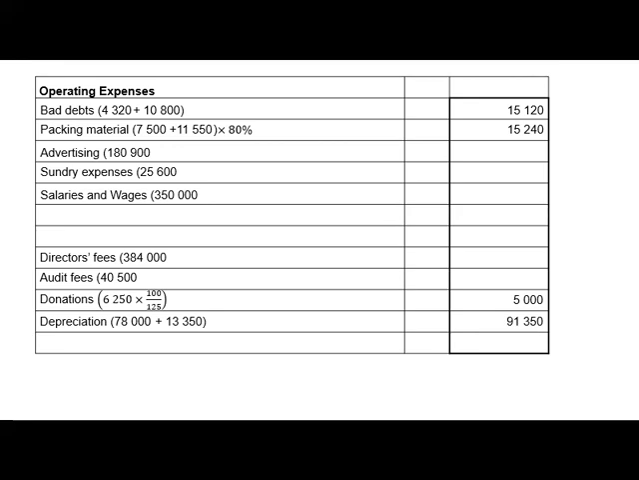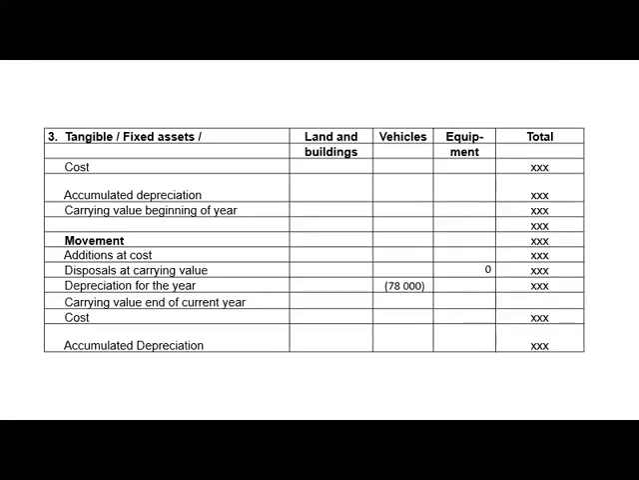Then I'm going to take that 13,350 and add it as my depreciation in note number 3, but it will be under equipment in this case. So I will add it under equipment as 13,350. Again, done. Easy, right?